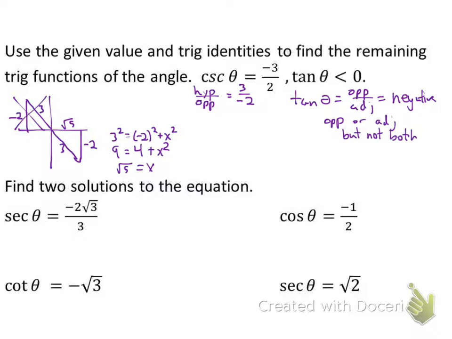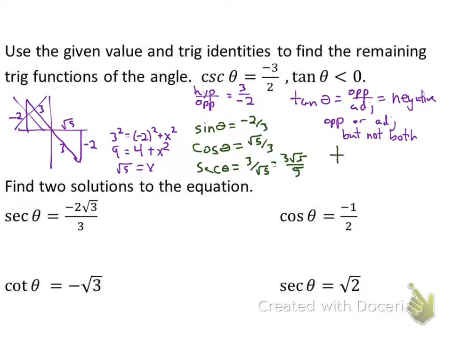So what do I got so far? I got cosecant and tangent. Well, I got cosecant. Sine of theta is going to be opposite over hypotenuse. Its reciprocal, cosecant, -3/2. Hey, it matches. They are reciprocals. Cosine theta is going to be adjacent over hypotenuse, √5/3. Secant, its reciprocal, is going to be 3/√5, which is 3√5/5.